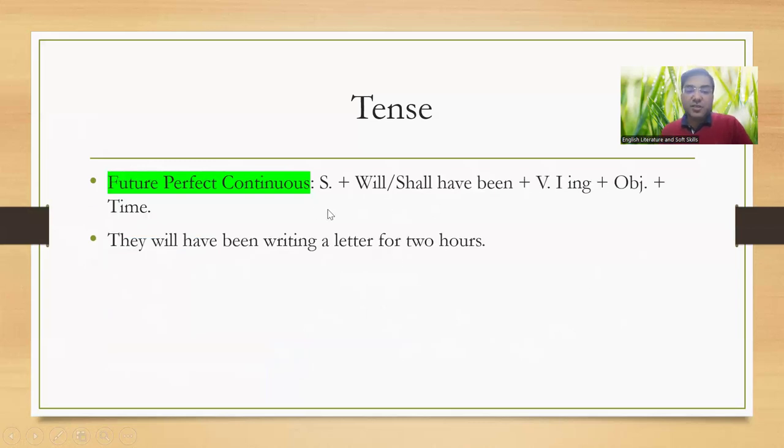Future perfect continuous: subject plus will have or shall have been. You have to use been in the future perfect continuous. Continuity with time, if you are talking about future time, then you have to use future perfect continuous. Then verb first form plus ing plus object, and you have to show the time as well. Like, they will have been writing a letter for 2 hours.